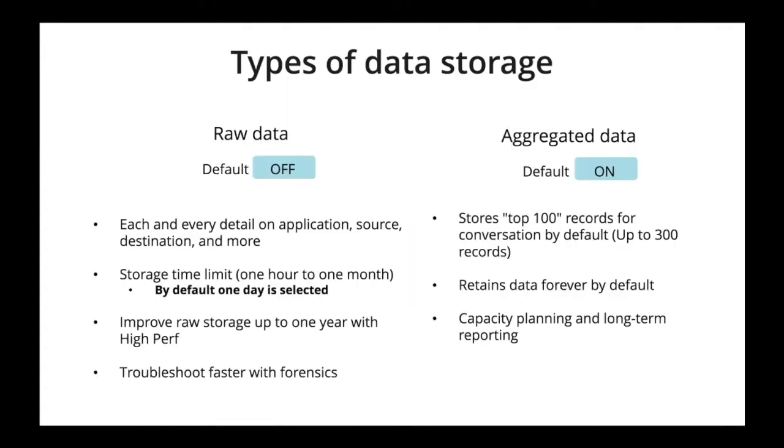In NetFlow Analyzer, raw data is turned off by default. Raw data contains each and every detail such as application, source, destination, port and protocol, along with other fields such as TCP flag, number of flows, and the next hop information. You can set raw data to be stored for a maximum of 30 days. When you turn on raw data, by default, it saves for 1 day.